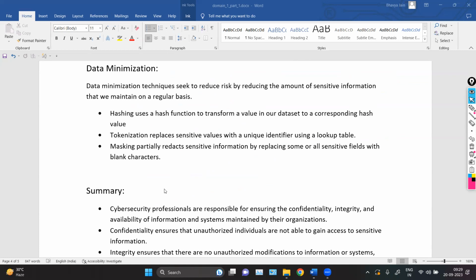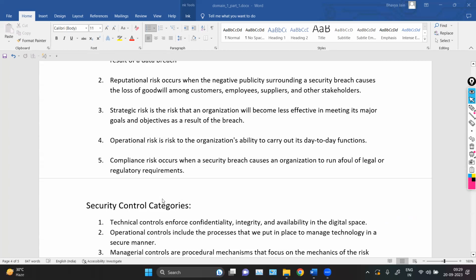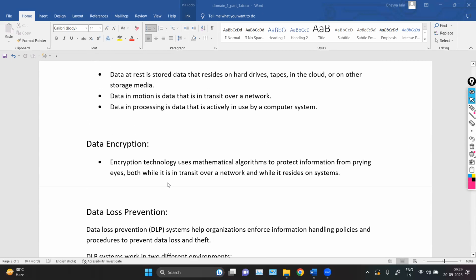Okay, that is hashing, which is where we change the real data into a hash value so that we can store it. If someone accesses your database, then in place of the password, they will get a hash value, which is of no use. That is known as data minimization. So these are the techniques we have in data minimization: hashing, tokenization, and masking. So that's it for this part.